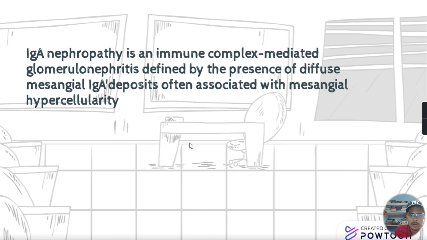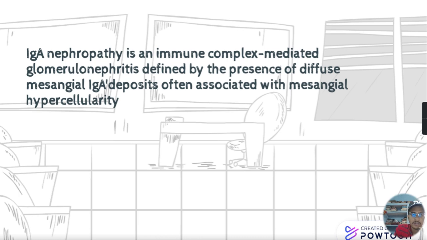Because it is related to IgA, which is immunoglobulin A, it is known as IgA nephropathy. And it is defined by what? It is defined by the diffuse mesangial IgA deposit. We have seen that in this disease the IgA gets deposited in the mesangial cells, which are present between the capillaries of the glomerulus.